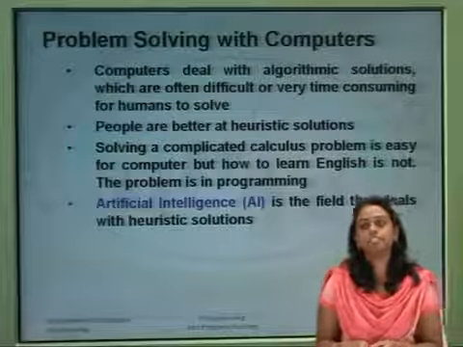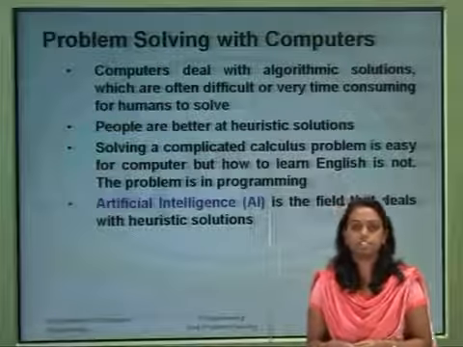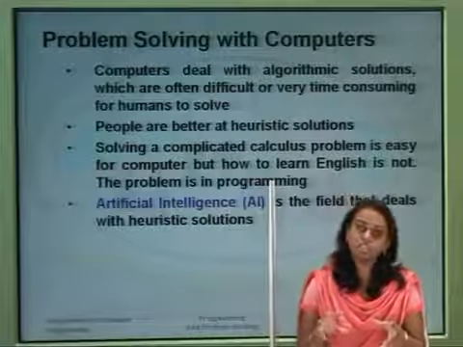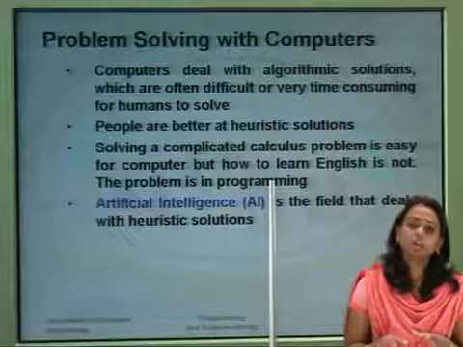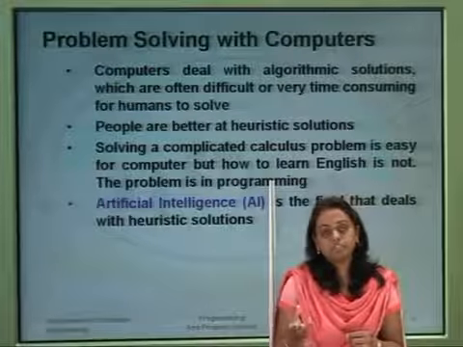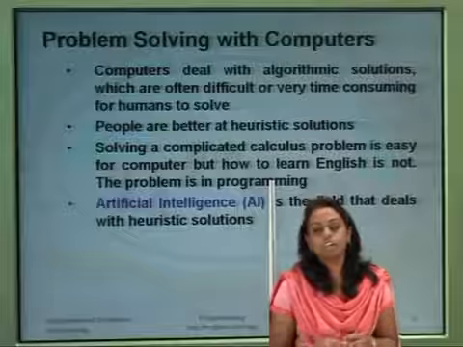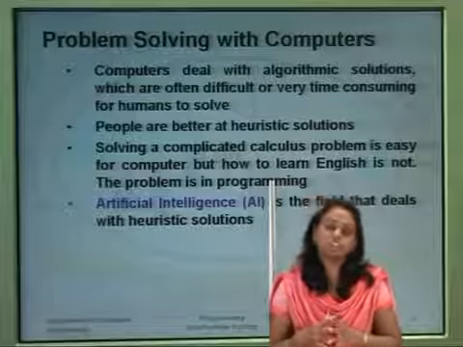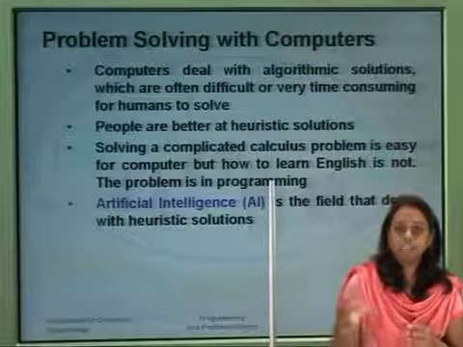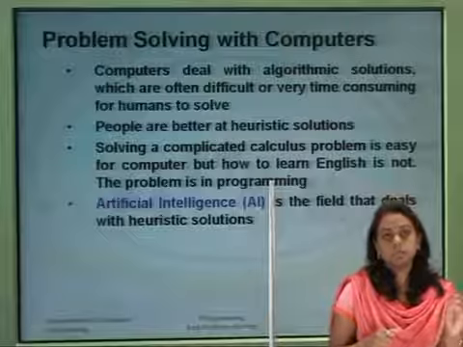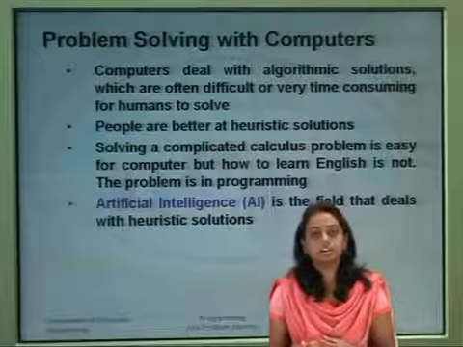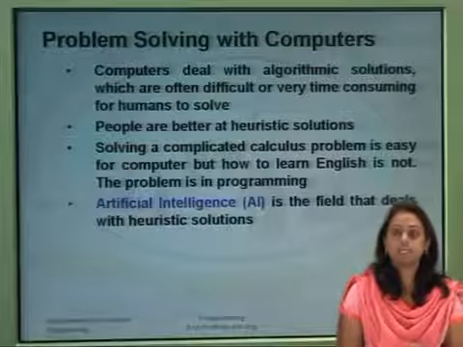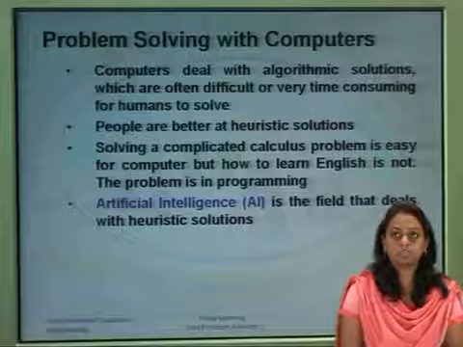Artificial intelligence is the field that deals with heuristic solutions. Now what is done in AI? In AI we try to develop a knowledge base on top of a problem, and the languages and tools designed for AI try to find solutions from that knowledge base. Huge databases are there from where points will be extracted and a solution is tried and provided. Robotics uses artificial intelligence technology.